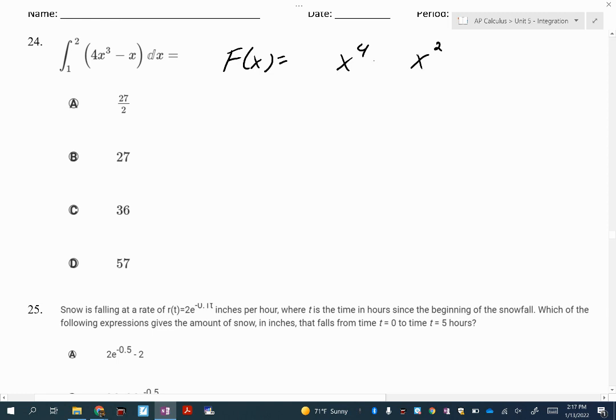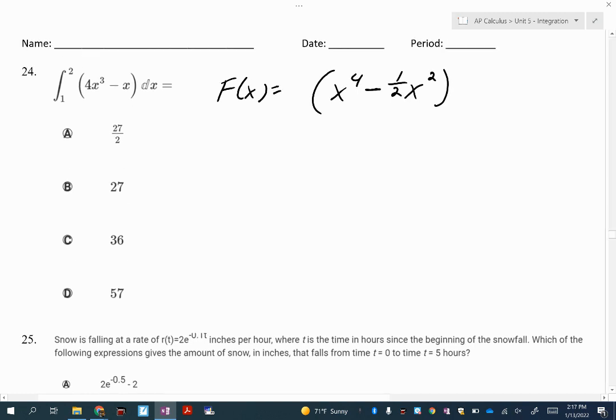Then I have x squared, right? But the derivative of x squared is 2x, not just x, so I have to put 1/2 in front to make that just 1x when you take the derivative. And I'm evaluating this at 2 and 1. So f of 2 minus f of 1.